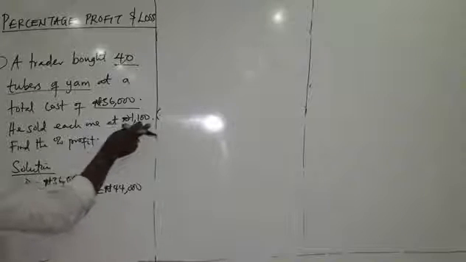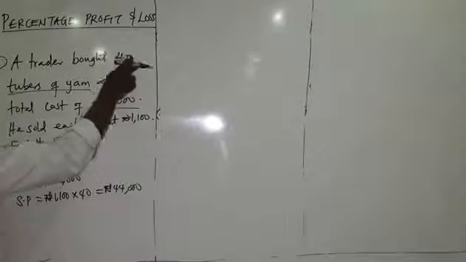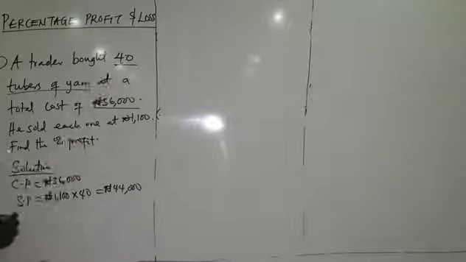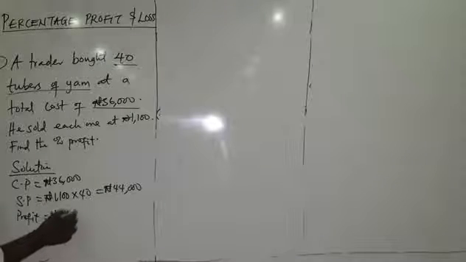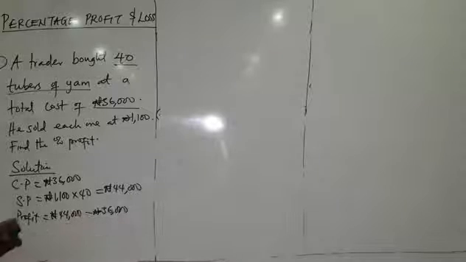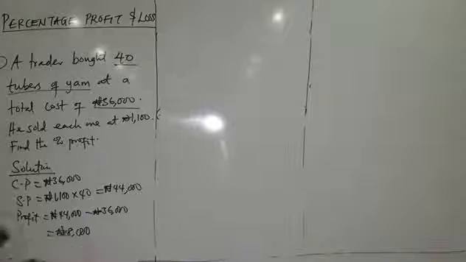You will be wrong if you do it that way. You have to multiply the cost of one tuber by the total number of tubers of yam that the seller sold. So in that case, it remains profit. From what we have here, the selling price is more than the cost price. Therefore, there's going to be profit. So that means 44,000 naira minus 36,000 naira, and that gives us 8,000 naira. So that is the profit.